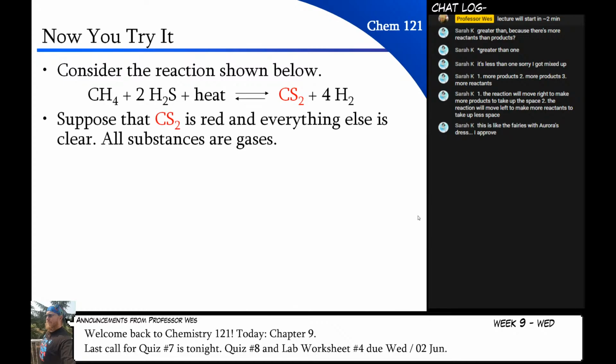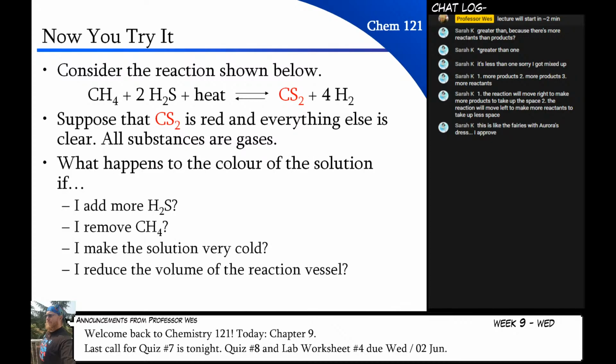So I'm going to give you this reaction here. We're going to pretend that CS2 is red. It's actually a colorless liquid. But pretend that it's red, and everything else is clear, and that everything is a gas. So what I want you to do is tell me if you do these things to your solution, what will happen to its appearance? And I want your answers to be more red or less red.